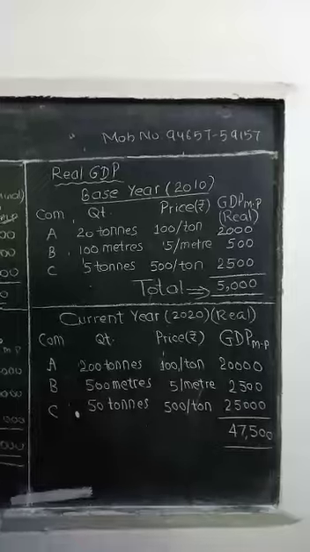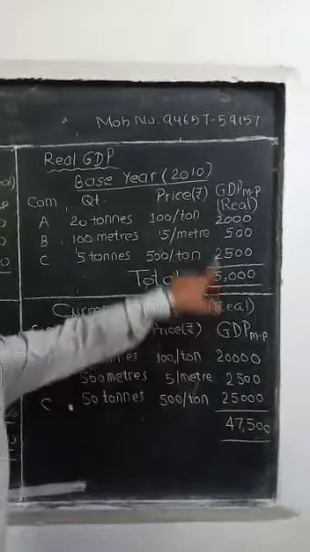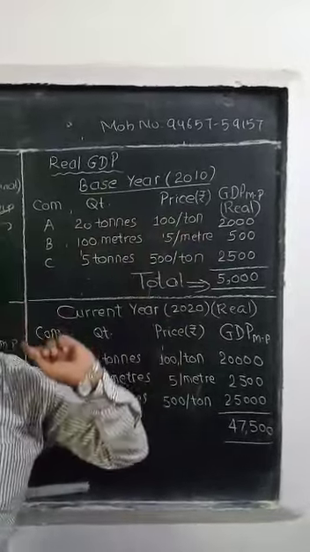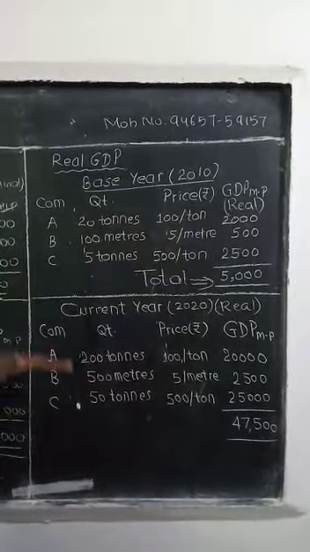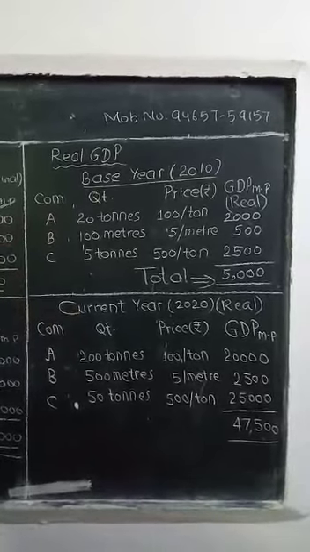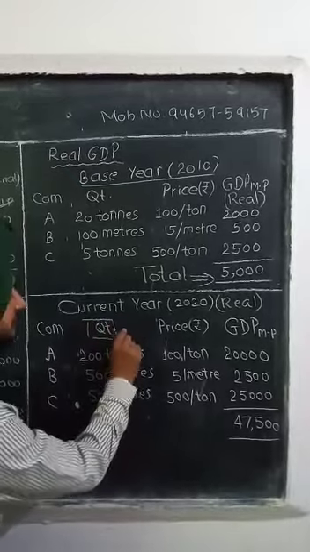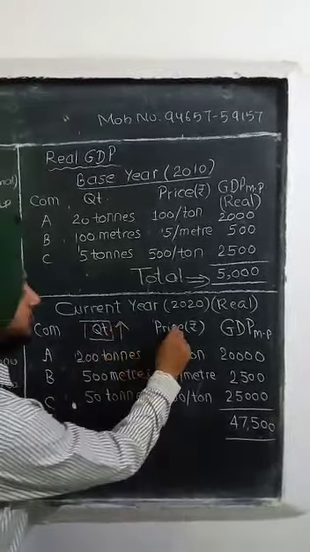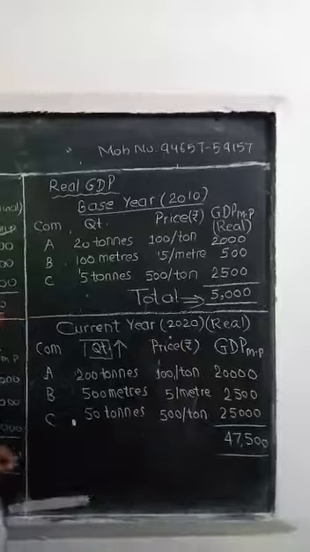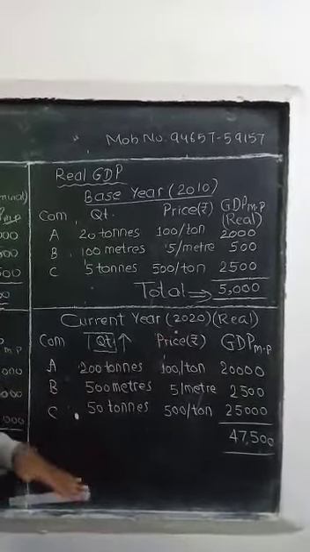Okay students, now current year, taking 2020 as current year, this is real GDP. Earlier we were discussing nominal GDP. Now one thing you can compare in nominal GDP and real GDP, that here quantity is increasing, this is going high, but there is no change in the price. Prices are not changing. This is actual, called real GDP. This is the actual GDP.